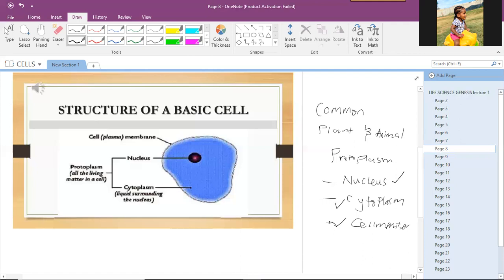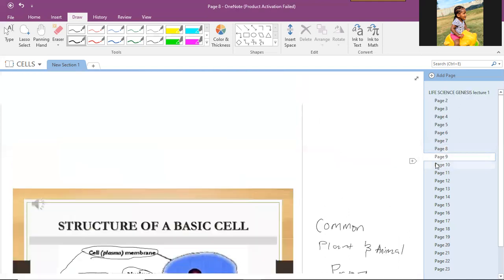So if the question comes and says, what are some of the similarities between a plant cell and an animal cell, you're going to tell them you need a cell membrane, you're going to need a nucleus, and you're also going to need cytoplasm. And all these three structures, this diagram, are grouped together into one structure known as protoplasm.